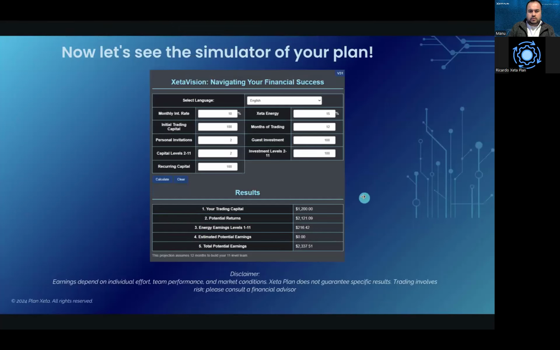And now I want to bring you all to dream with me of what is possible with these results with our Xetaplan simulator. But before I show you that, are there any questions? Give me a number 3 if everything is clear for you guys.